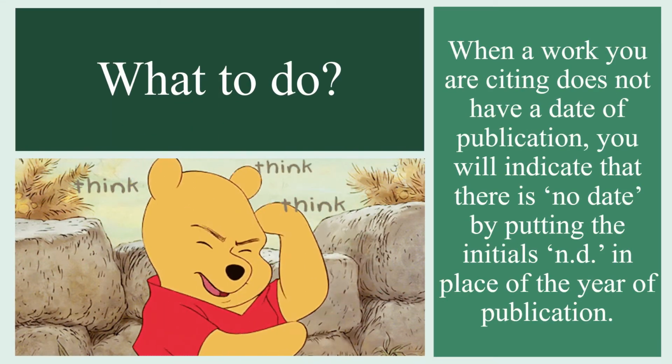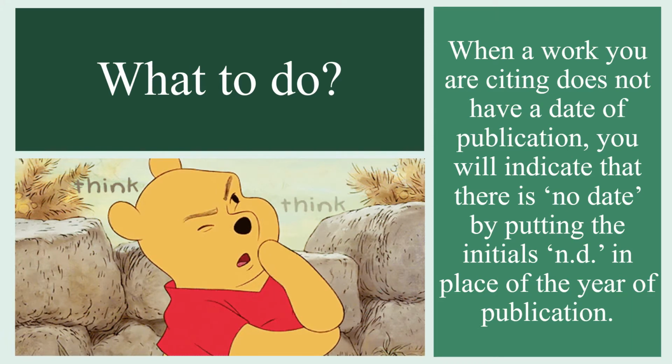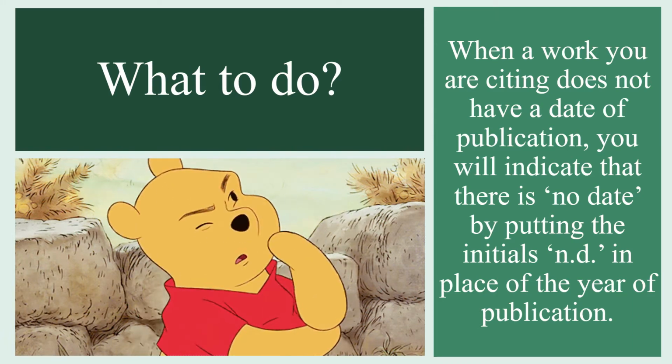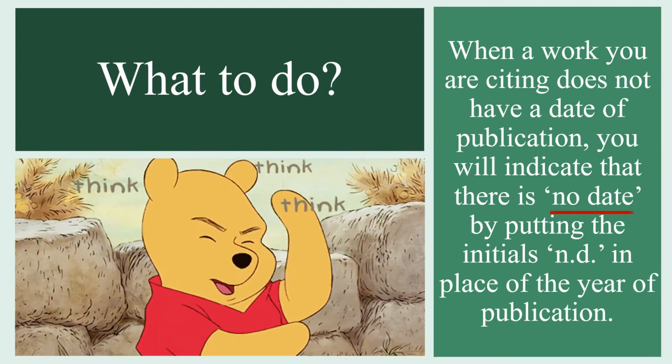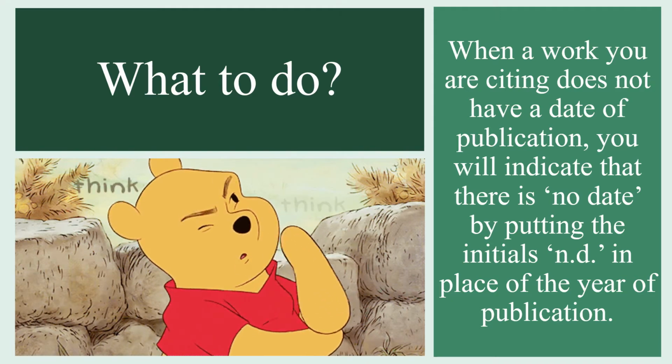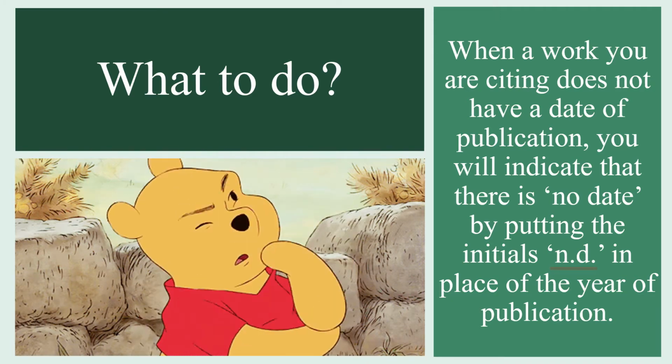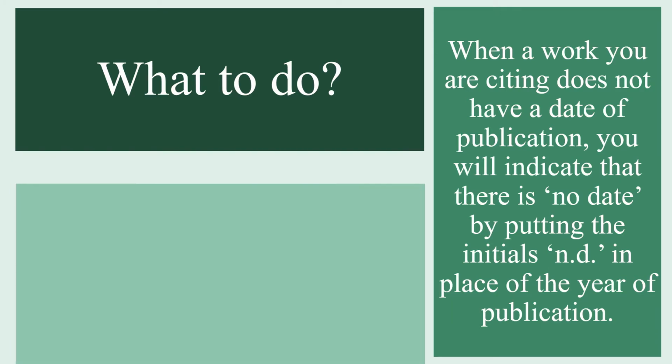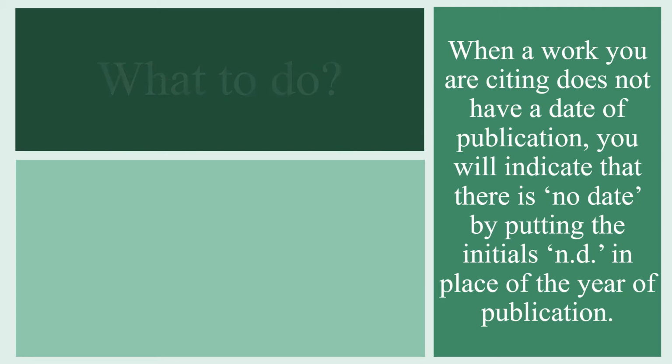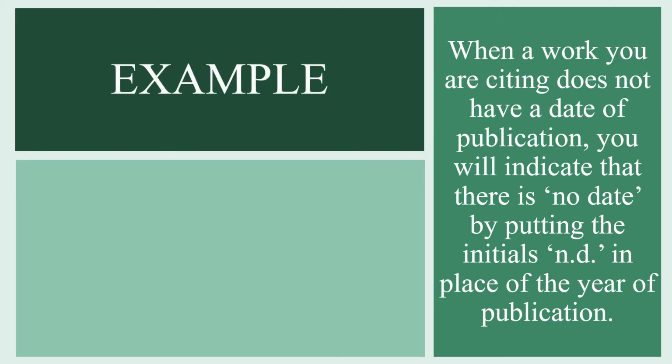When a work you are citing does not have a date of publication, you will indicate that there is no date by putting the initials N.D. in place of the year of publication. Let us take a look at an example of this put into practice.